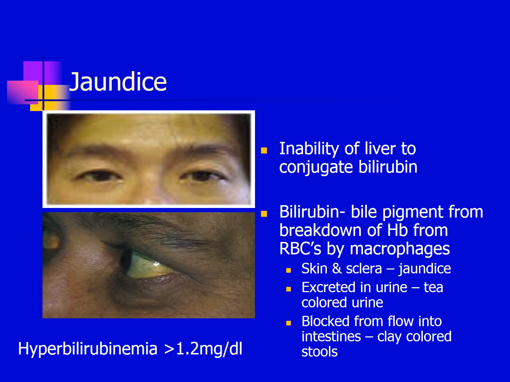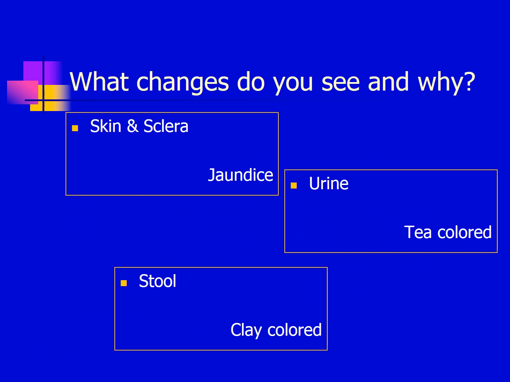Next slide. So see the sclera? What changes do you see and why? We just went over that. For the skin, what do you see? Urine, what do you see? Stool. So skin, you see jaundice. Urine, tea-colored. Stool, clay-colored. And why? We just talked about that. Next slide.